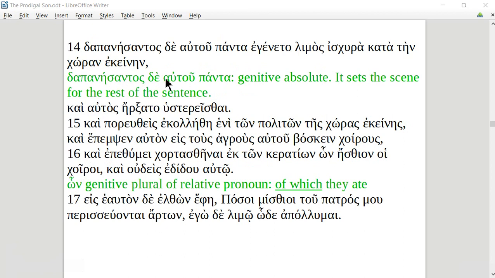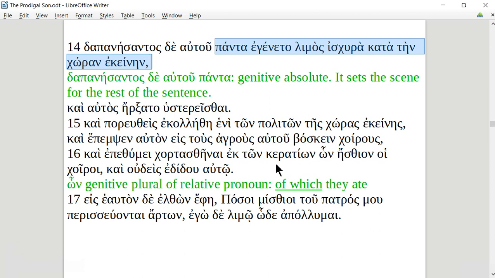Dapanesantos de autou panta. So this phrase is in the genitive. Here's one genitive ending, and here's a different form of the masculine singular genitive ending. So that's used when this person that's being referred to here is not referred to again in the rest of the sentence, but it's something put at the beginning of the sentence to set the scene for the rest of the sentence. So it's put into the genitive. That's called the genitive absolute, in some ways kind of standing out from the rest of the sentence, and it's setting the scene.